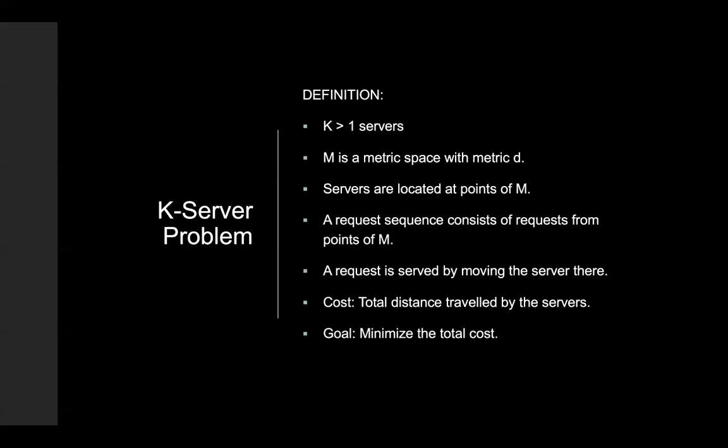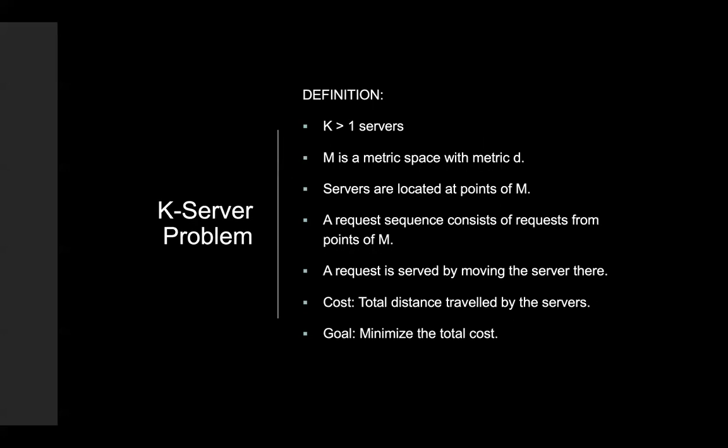Coming to the K-server problem, in this there are k greater than 1 number of servers. M is the metric space with a metric D. Just to recap what a metric space is, it has 4 properties.